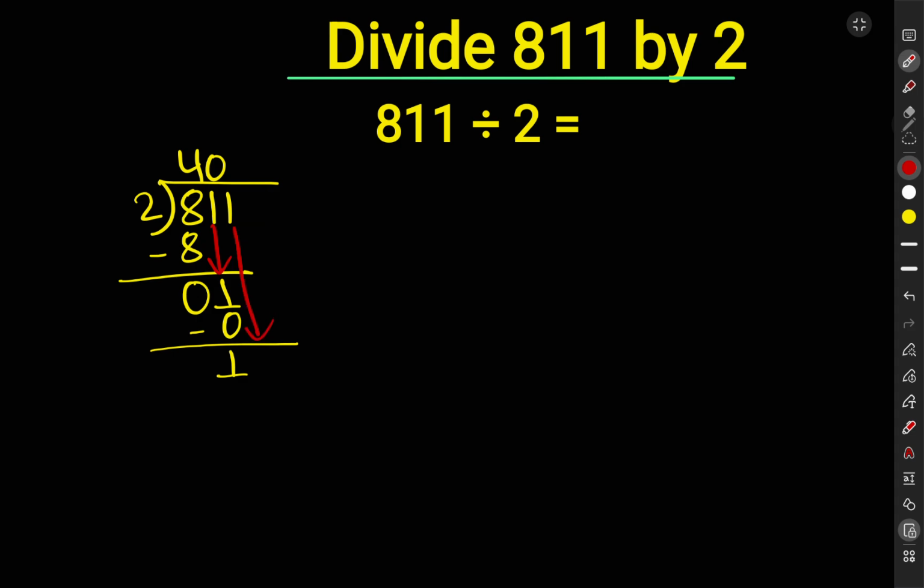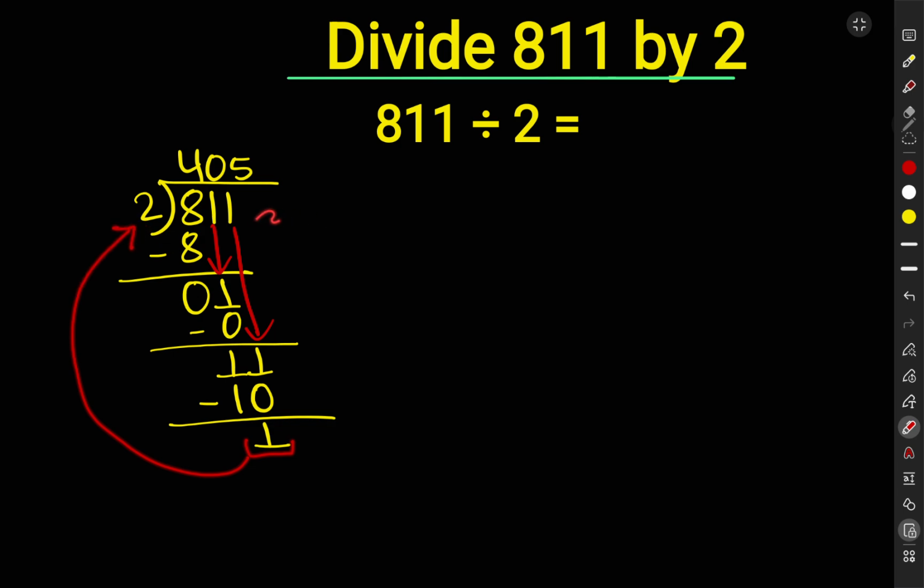So again we put down this 1 and it is 11. So 2 times 5 means 10. On subtracting we get 1. So now this 1 is less than 2 and there is no other number to put it down. So we take here decimal so that we put 0.